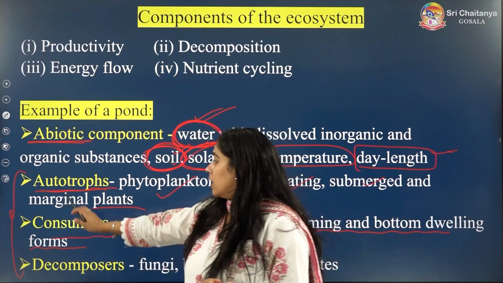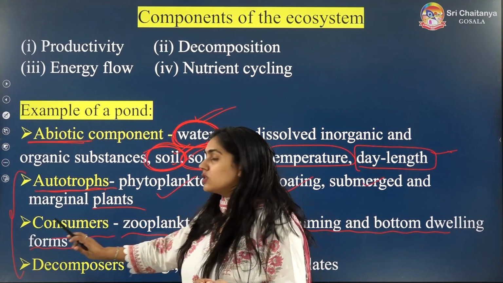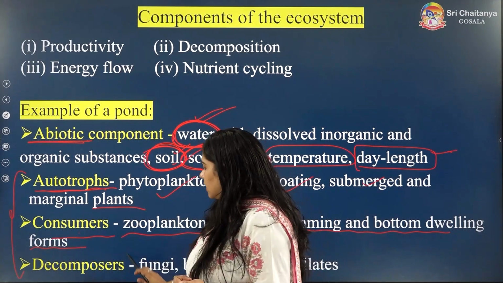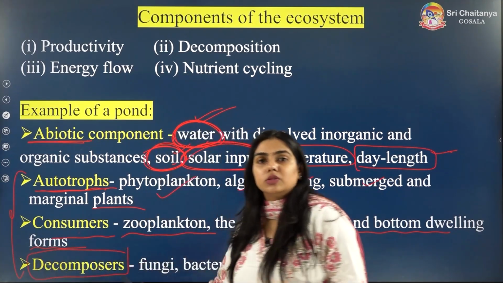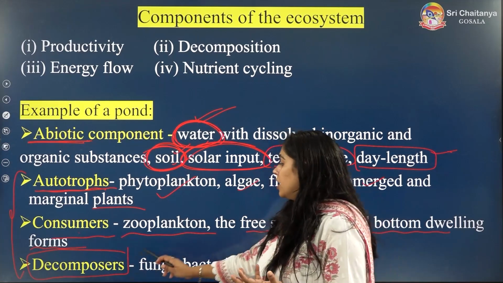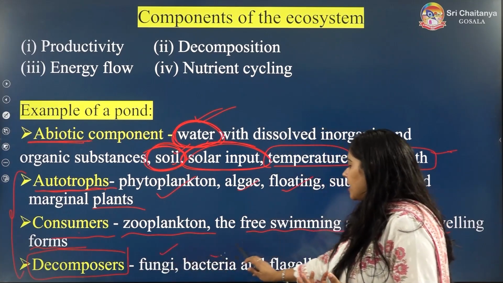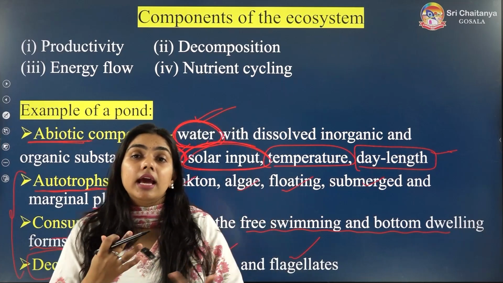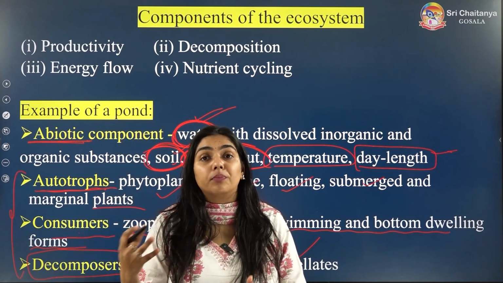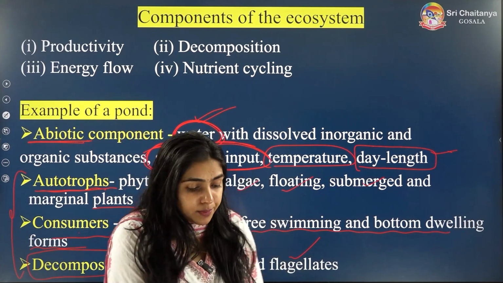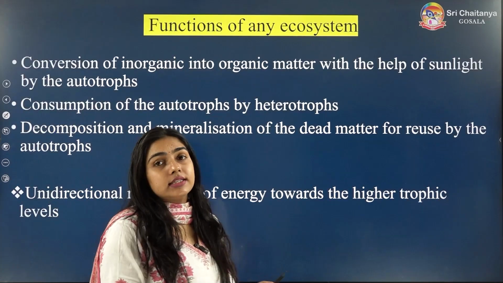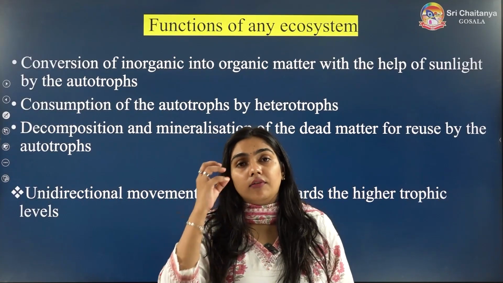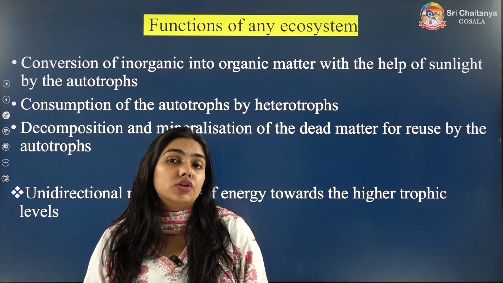Okay, then when the autotrophs are dying, when the consumers are dying, then the role of decomposers comes. So in a pond you will see fungi, bacteria, and flagellates, and they will be helping in the process of decomposition, which is a very, very important process. Okay, so let us start with the understanding of functions of ecosystem.